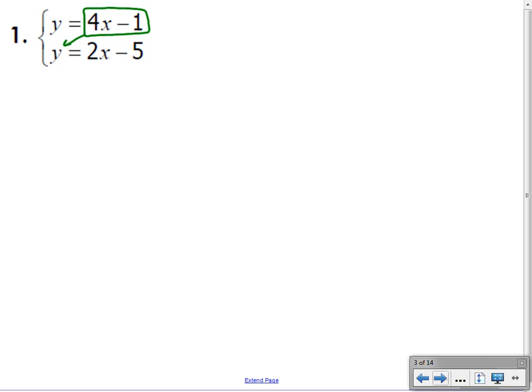Now, when we do that, we create a new equation. If we make this substitution, I'm going to completely replace y with 4x minus 1. So it becomes 4x minus 1 equal to 2x minus 5. The equation that I'm left with has a single variable. Okay, this takes us back to the beginning of Algebra 1 where we solve basic equations like this.